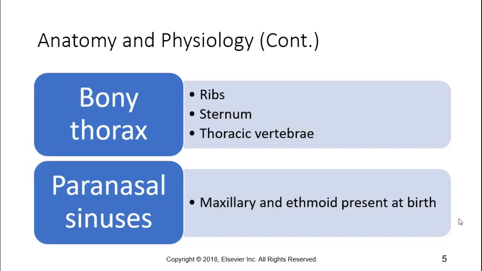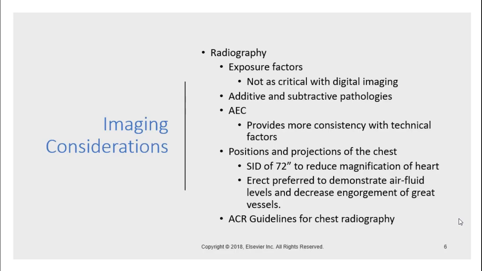Okay, in your bony thorax, you have your ribs, your sternum, and your thoracic vertebral bodies, or your spine, and you have your paranasal sinuses. You have the maxillary, ethmoid, and those are present at birth.